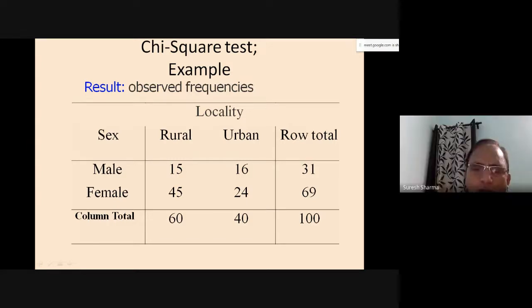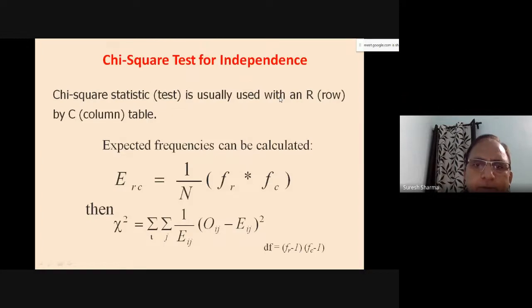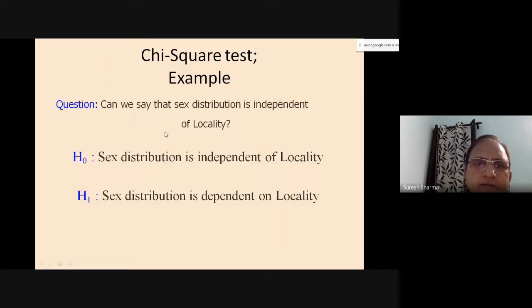Now, what is the hypothesis here? Here the hypothesis is, can we say that sex distribution is independent of locality? So I am putting H0: sex distribution is independent of locality. Alternative will be: sex distribution is dependent on locality. Now what does this mean?